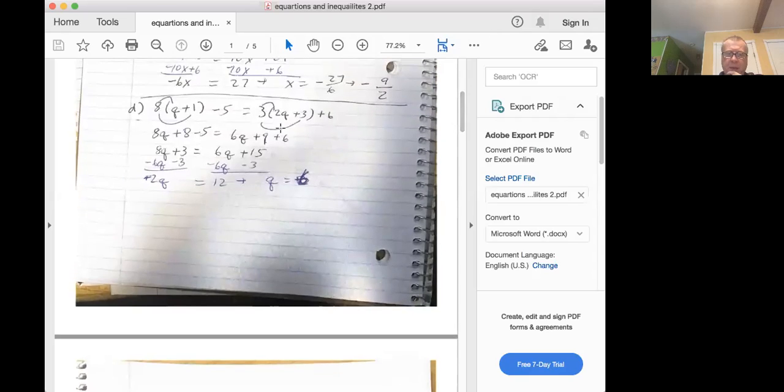Equation D, we distribute the 8, giving us 8q plus 8 minus 5. Combine the 8 and the minus 5, and we get 3.